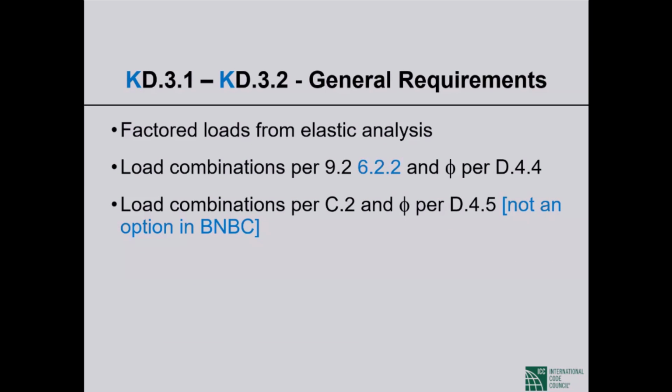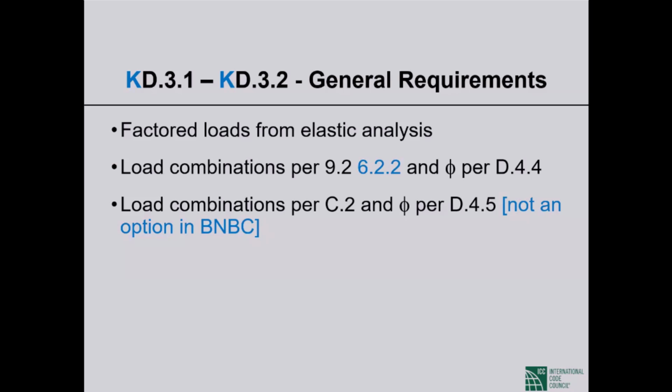So we design anchors for factored loads coming from elastic analysis of the structure under applied loads. Load combinations are in section 6.2.2 of BNBC 2020. The phi factors for anchor design that go with those load applications are given in section D.4.4, or in your case, K.4.4. Most of the time I added a K before the D here. Obviously, I forgot to do that.